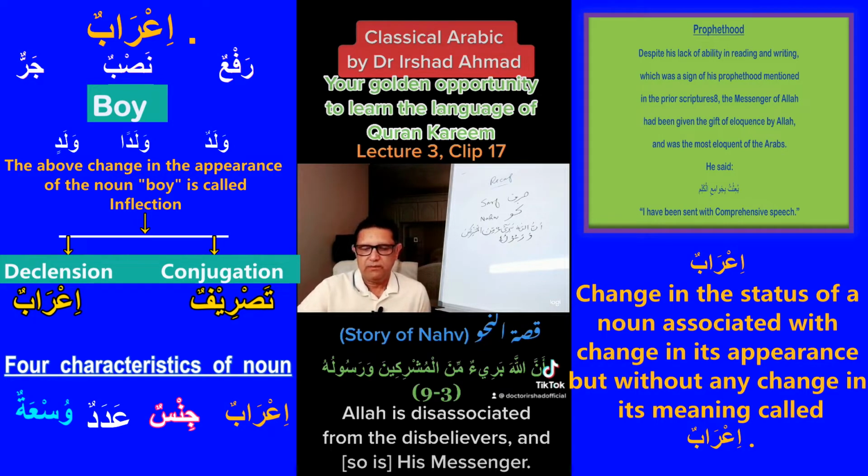Translation, which is commonly given in different books, says that Allah is free from any obligation, any commitment to the pagans, idolaters, those who associate others with Allah, and so is his messenger, and his prophet also dissociates himself from the pagans. So that's what basically it means.